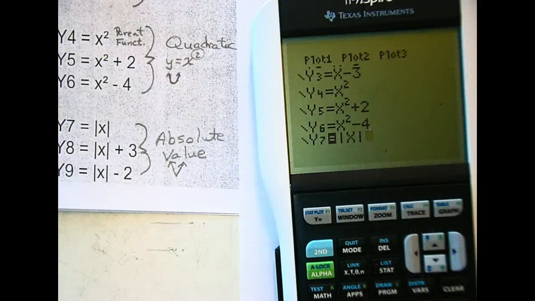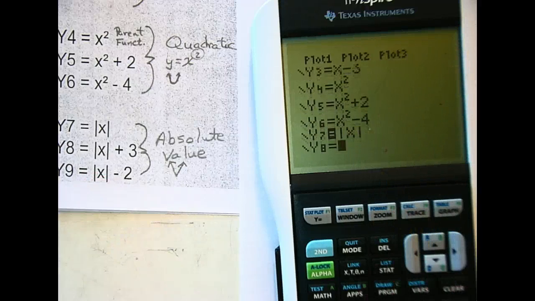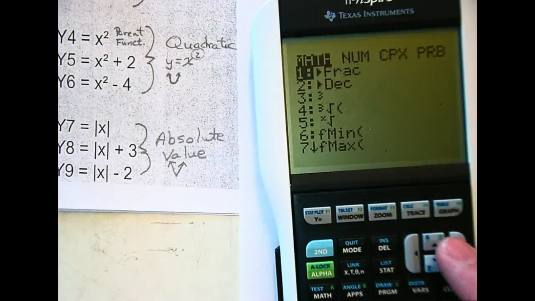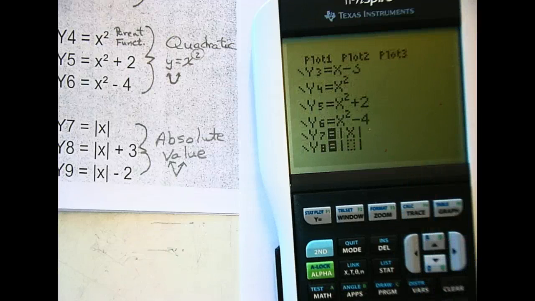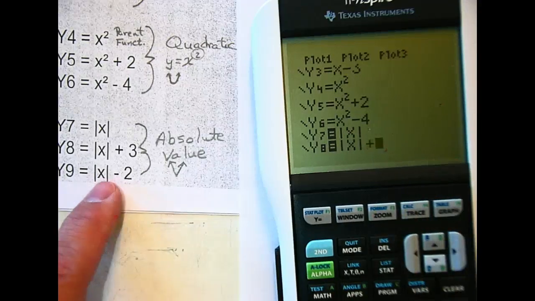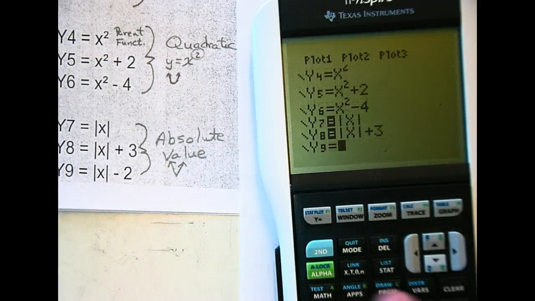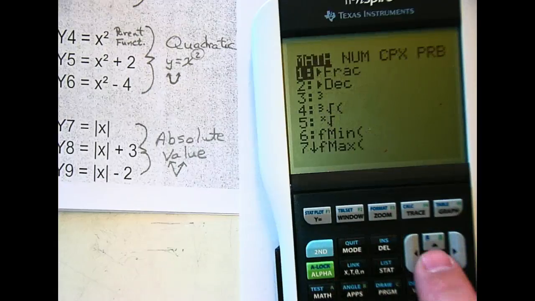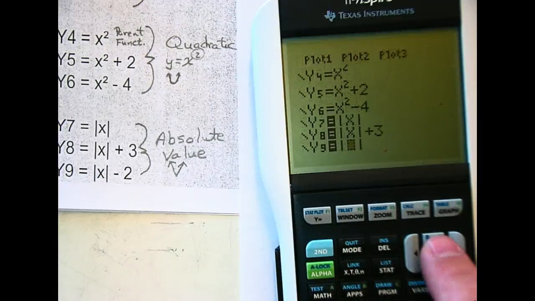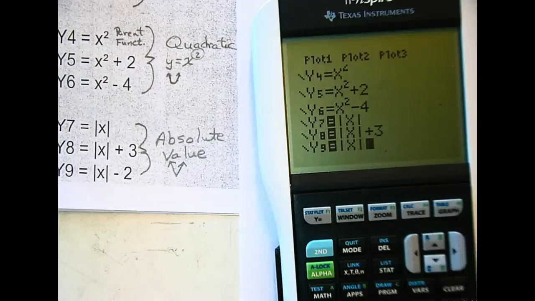You break out, man. Okay? Absolute value of X. And then math, number, abs, and X, and then arrow over or close the parenthesis and plus 3. And then math, number, abs, and X, arrow over minus 2.